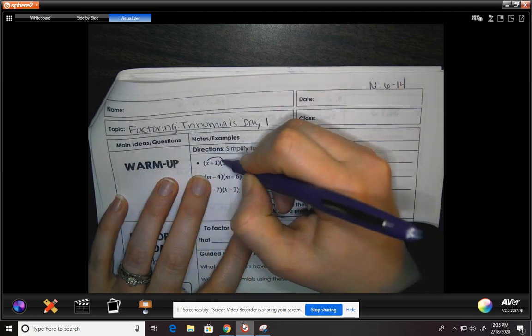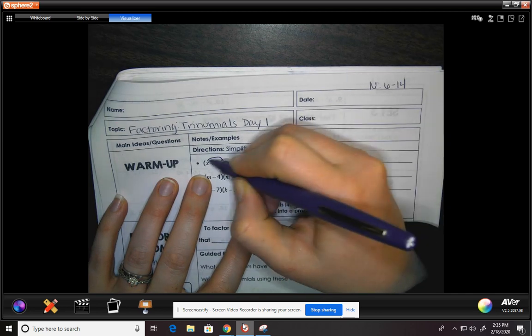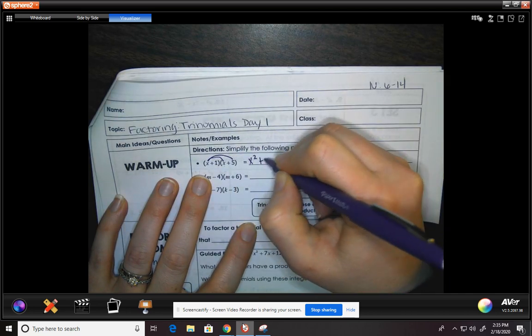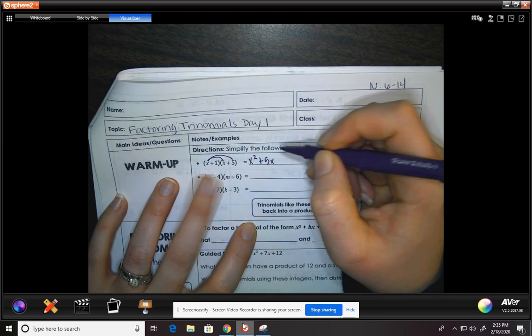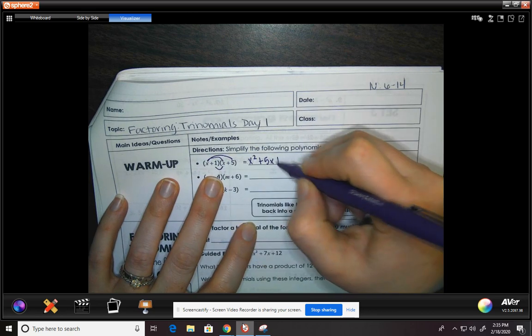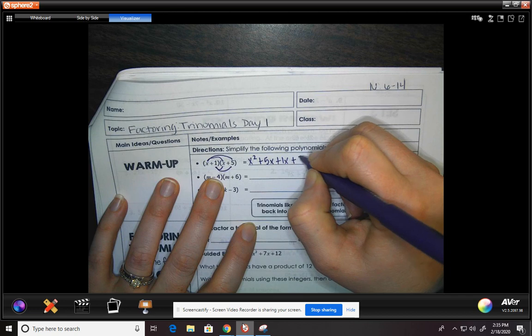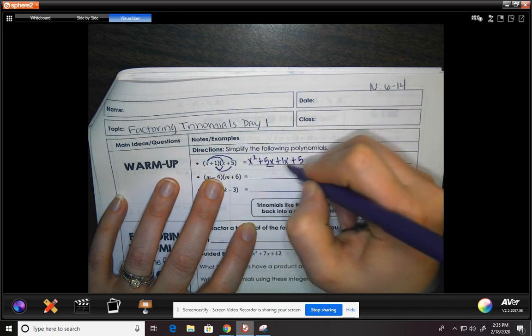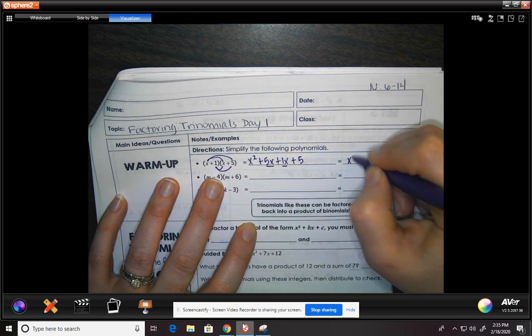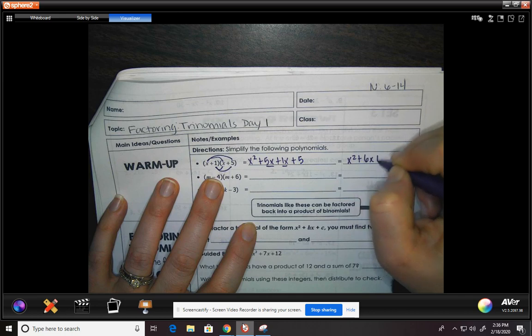If I do x times x, that gives me x squared, and x times 5 gives me 5x. Moving to 1, 1 times x gives me 1x, and 1 times 5 gives me 5. I can combine my 2 middle terms, so I have x squared plus 6x plus 5.